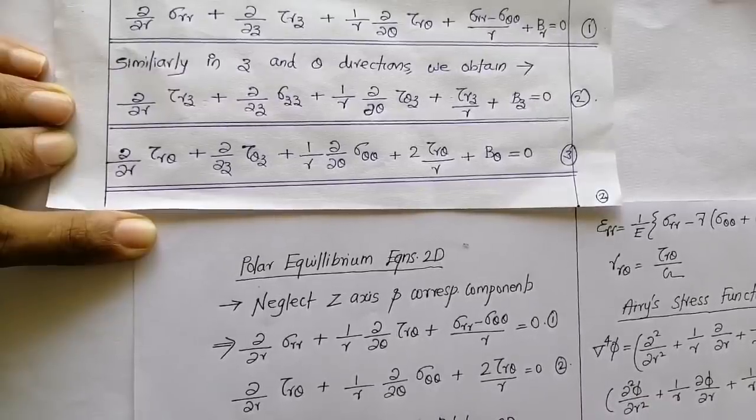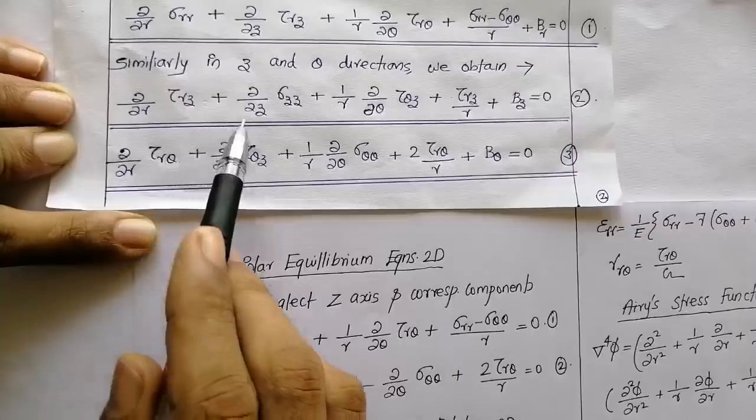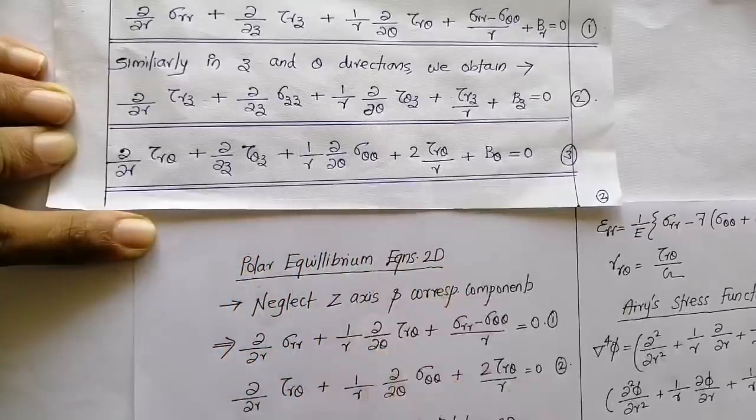So for polar equilibrium equations in 2D, we are neglecting the z axis and the corresponding components along z. So whichever stress components in the z direction, we should neglect and we should make it 0. So there won't be equilibrium equation along z axis. So equation 2 completely vanishes. So equation 1 and equation 3 only exist, and out of equation 1 and 3, we should give 0 value to the stress components along z direction.